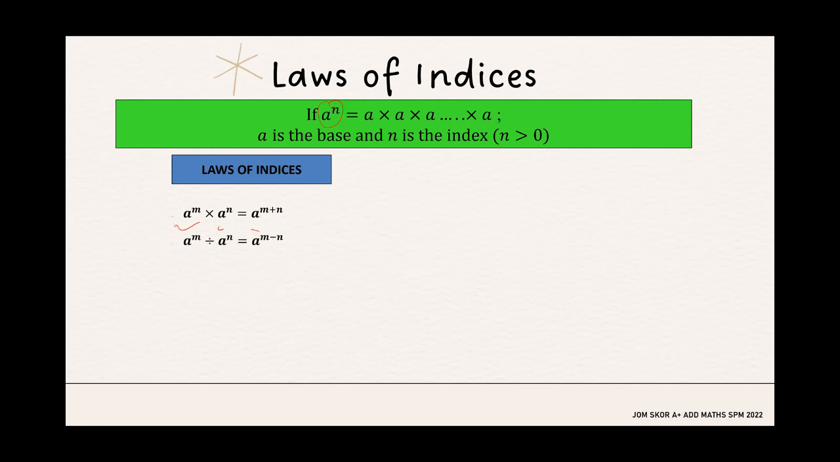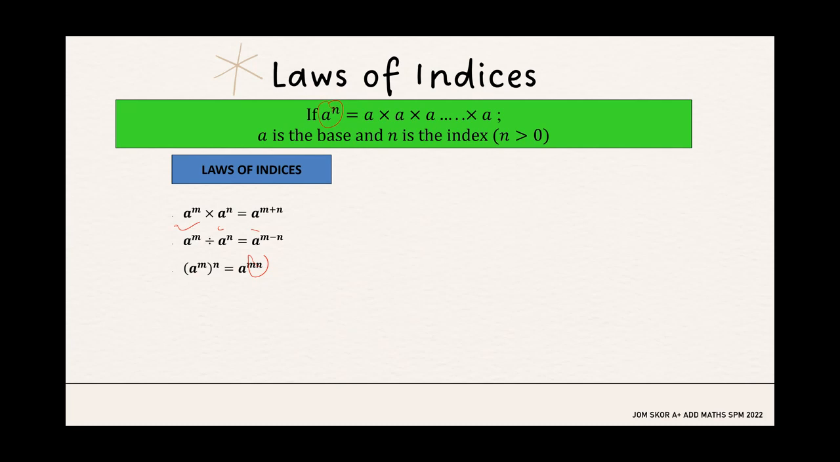Next, we look at division. When we divide index numbers, then we subtract the indices. So a to the power of m divided by a to the power of n is equal to a to the power of m minus n. Next law. We have a to the power of m in brackets, to the power of n. This means we multiply the indices. Okay, we just multiply m and n.